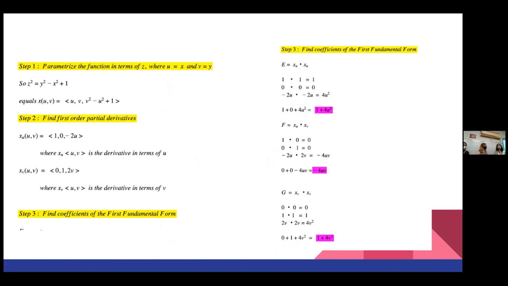And parameterizing our function just means putting it in a coordinate component form in terms of u and v, which you can see we do right here. So once we have our function in a parameter, we can then take something called the first order partial derivatives of this function, which we do right here. And once we have these derivatives, we can then multiply them together to get something called the dot products, shown here in purple, which also represent E, F, and G.